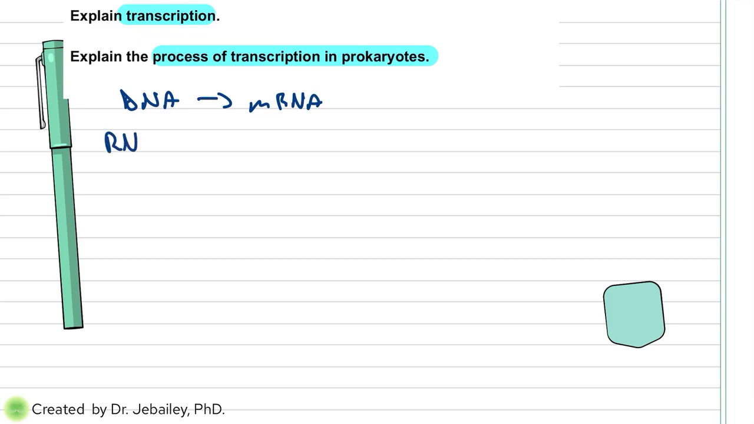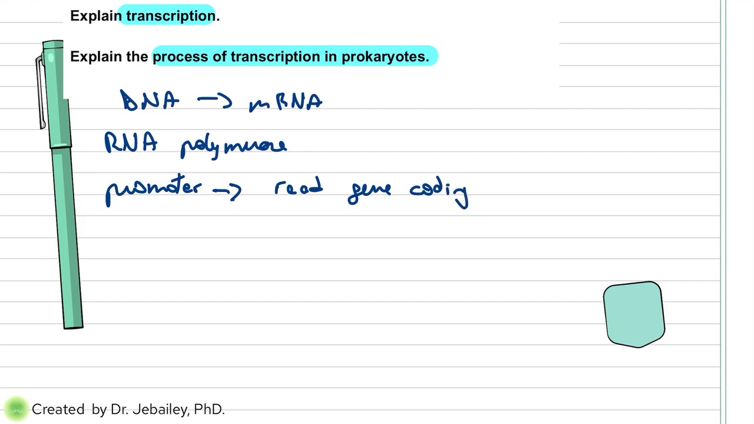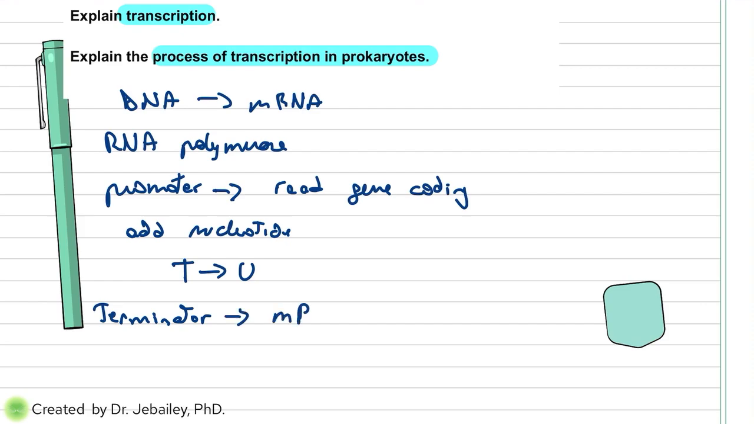You talk about the RNA polymerase. We can also talk about the promoter, because that's where the RNA polymerase comes in. It touches the promoter, and after it touches the promoter, it starts to read the gene coding, right? And then once you start reading, what are you doing? You're adding nucleotides, but instead of using the T, we're using the U. And then there's a terminator, which means when you finish the whole transcription, you have created an RNA that is released.